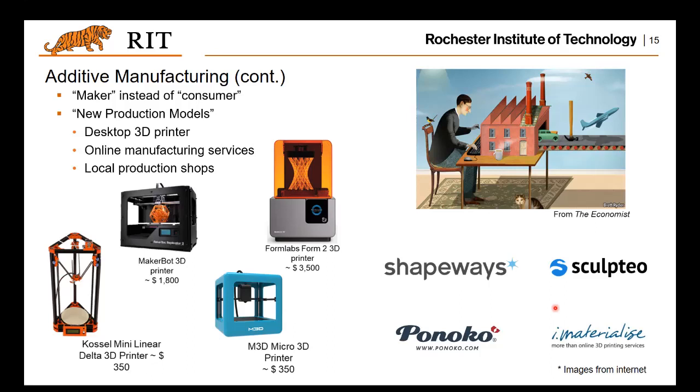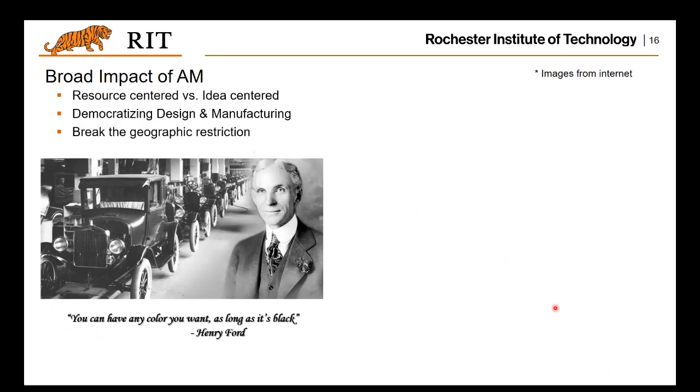If we look at a broader impact of additive manufacturing, I always use this picture as an example. Basically, here shows a famous person, Henry Ford. He was considered the father of the assembly line. He used to tell his consumers, you can have any color you want as long as it's black. Well, basically this quote suggests you have no choice but to take the black car we produce, right?